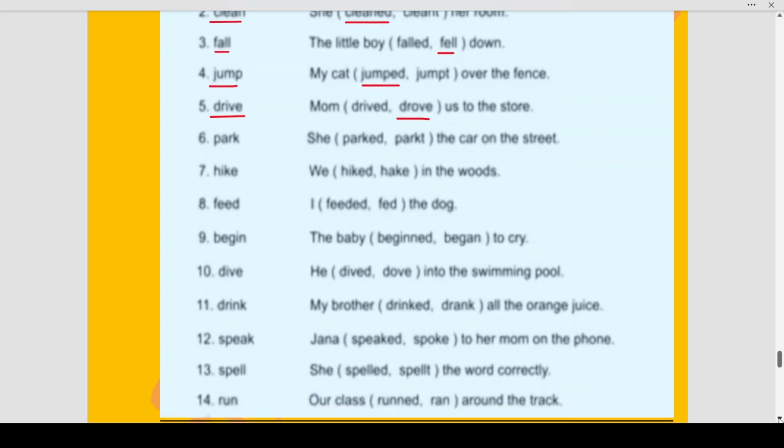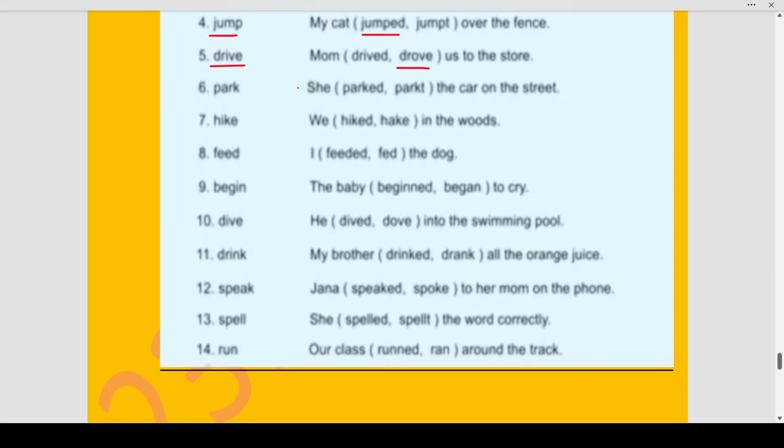Next, park. She parked the car on the street or she parked the car on the street. She parked the car on the street. This main verb park takes the regular form parked with ed being added to it. Hike is the next main verb. We hiked in the woods or we hike in the woods. We hiked in the woods. Regular form of the verb.